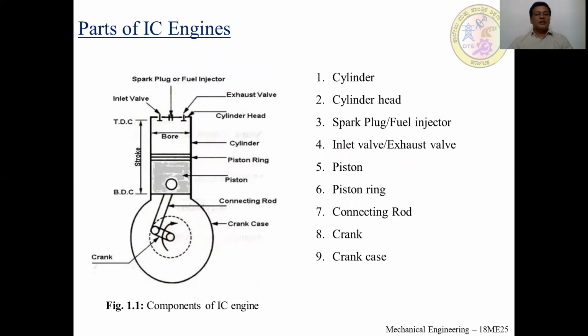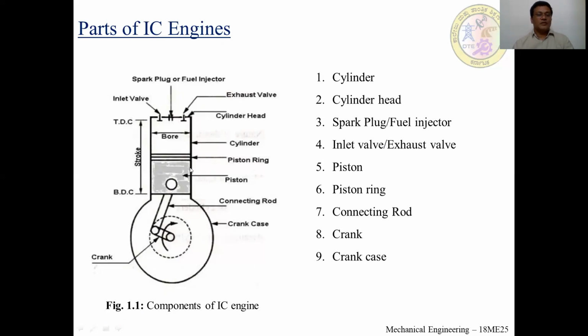Coming to the important parts or components of an IC engine, figure 1.1 shows the important components in schematic form. Here I have listed some components: cylinder, cylinder head, spark plug or fuel injector, inlet valve, exhaust valve, piston, piston rings, connecting rod, crank and crankcase. Now we'll try to understand the importance of each component. First one is the cylinder.